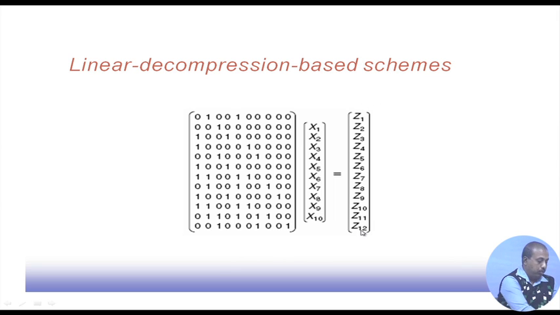Okay. If there are a large number of don't cares, then of course this matrix can be made simple. We don't have to have a large number of rows. That way we can save.